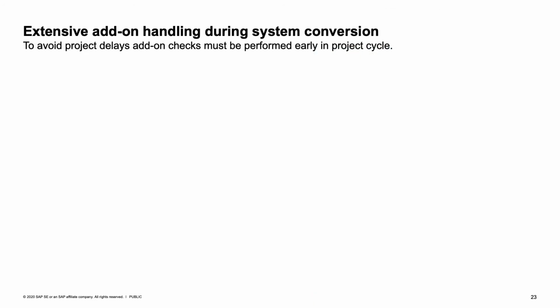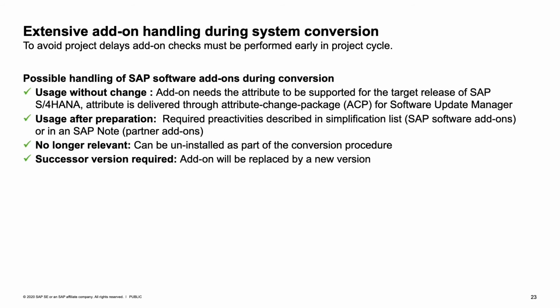So in Maintenance Planner, we support extensive add-on handling during system conversion. To avoid any project delays, add-on checks must be performed early in the project cycle so that you can take necessary actions. In some cases, this would mean that you need to spend time understanding which add-ons are not required in your landscape and whether there is a possibility to uninstall them, and then you decide to uninstall those add-ons. So these are some checks which are performed.